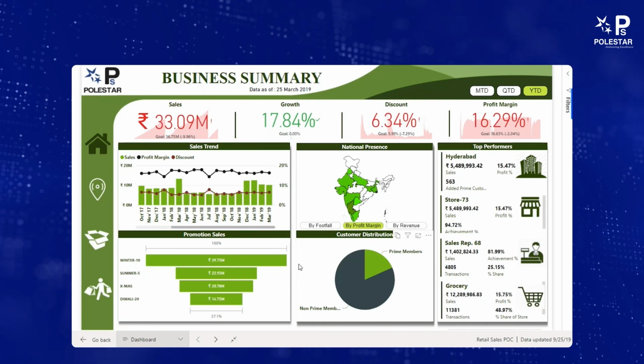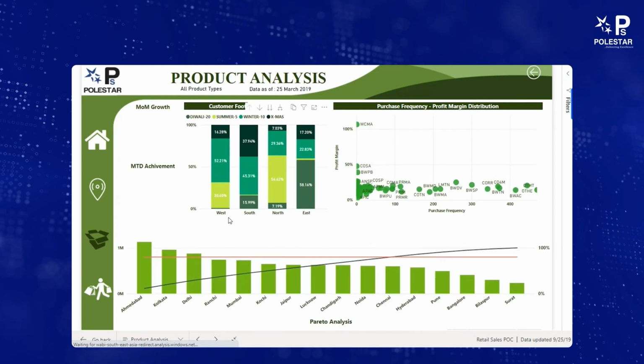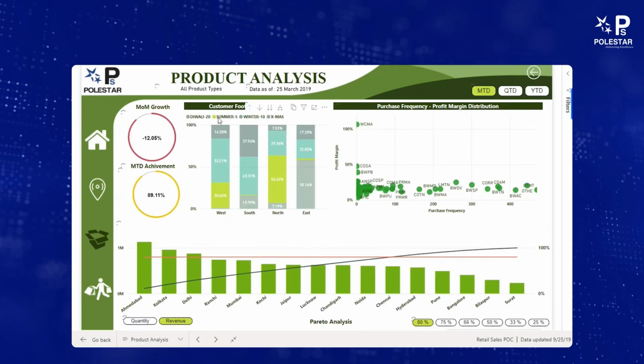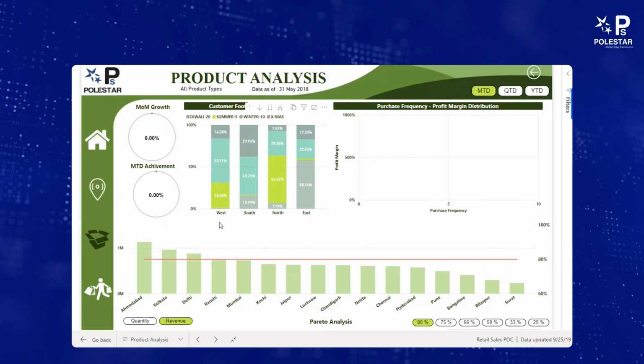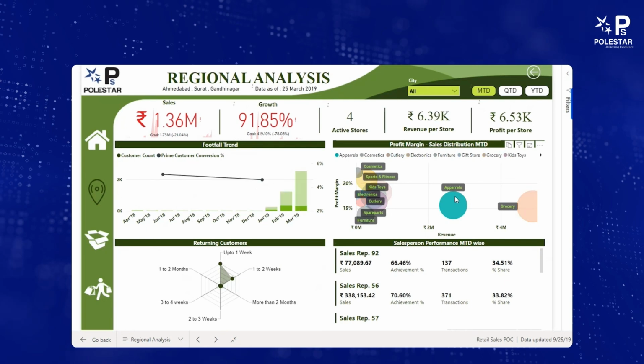Then we go deeper and analyze the data. Can I analyze the data for Mumbai specifically? Can I analyze it for sales representative number 12? Can I look at the data for only the promotion run in summer? So that's going slightly deeper into it. Or can I look at only the data of the product category called apparels, nothing else?